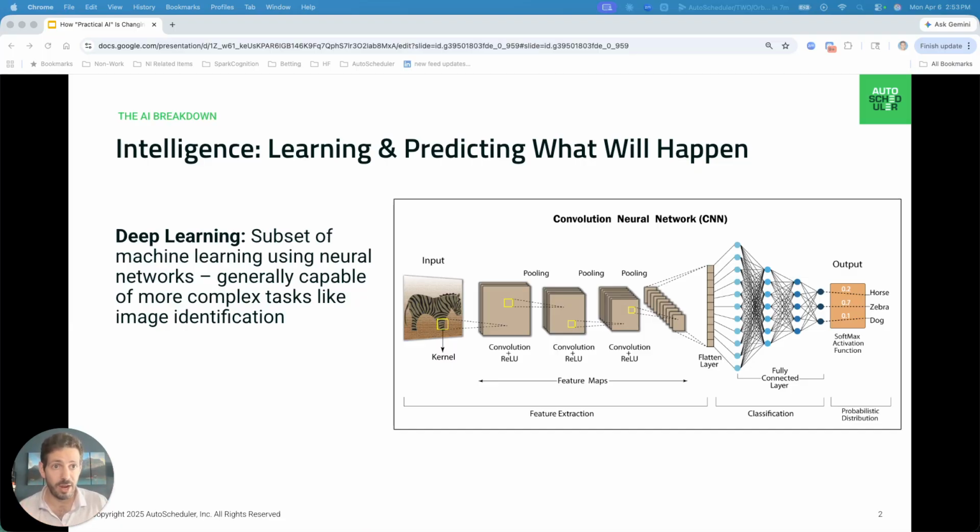If you think of the human brain, we have all sorts of neurons, little brain cells, connected by synapses, so things that actually fire at different intervals.